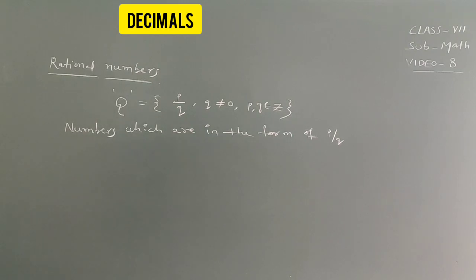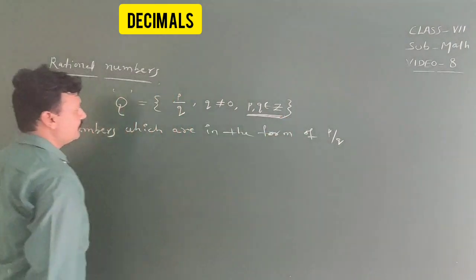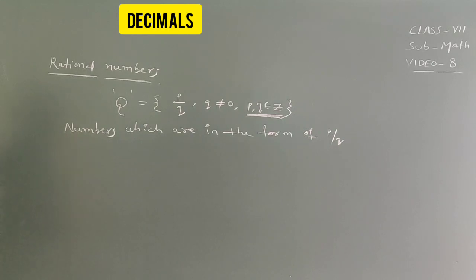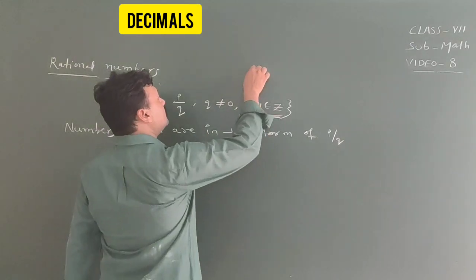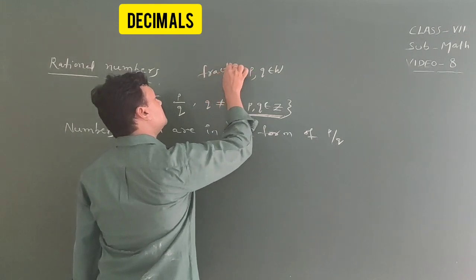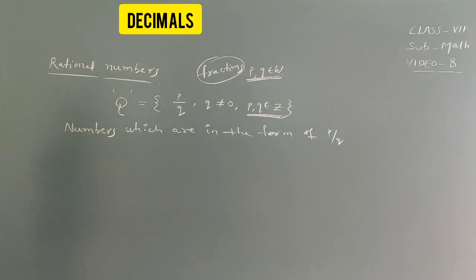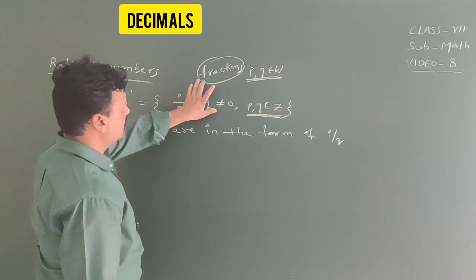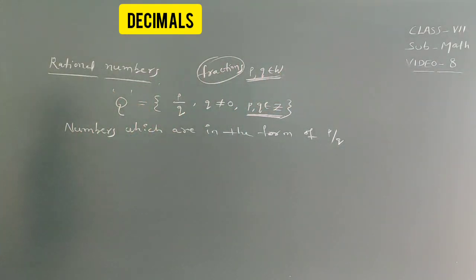Here, there is a difference between rational numbers and fractions. Fractions are also in the form of P by Q, where Q should not be equal to 0. But for fractions, P, Q belong to whole numbers. Numbers in the form of P by Q with P, Q whole numbers are called fractions. Numbers in the form of P by Q are called rational numbers if P, Q belong to Z.